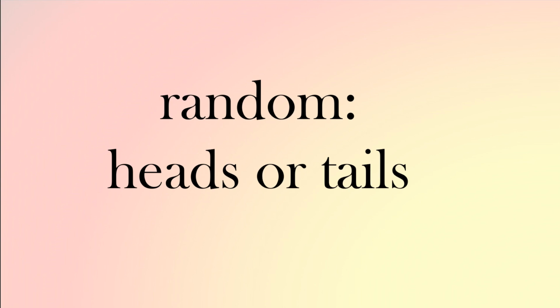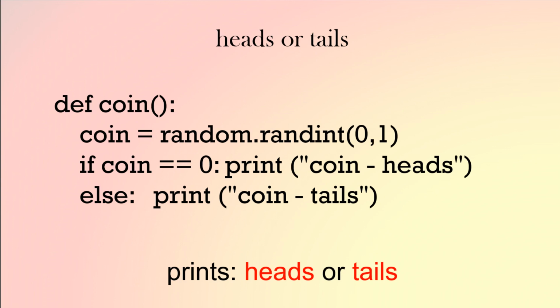So how do we use that in our games? Let's start off with heads and tails. Here's a function called coin. Create the random integer 0 or 1, and then if it's 0 we're going to print heads, and if it's not 0, which is going to be 1, it's going to be tails. So that's how we define our coin.